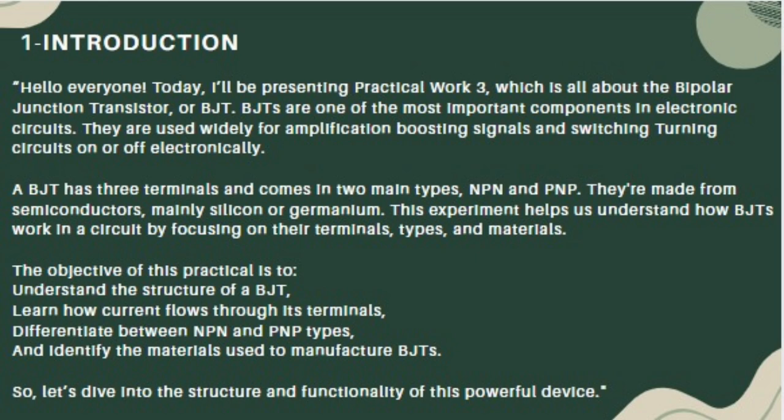A BJT has 3 terminals and comes in 2 main types, NPN and PNP. They are made from semiconductors, mainly silicon or germanium. This experiment helps us understand how a BJT works in a circuit by focusing on its terminals, types, and material. The objective of this practical is to understand the structure of a BJT, learn how current flows through its terminals, differentiate between NPN and PNP types, and identify the material used to manufacture BJTs. So let's dive into the structure and functionality of this powerful device.